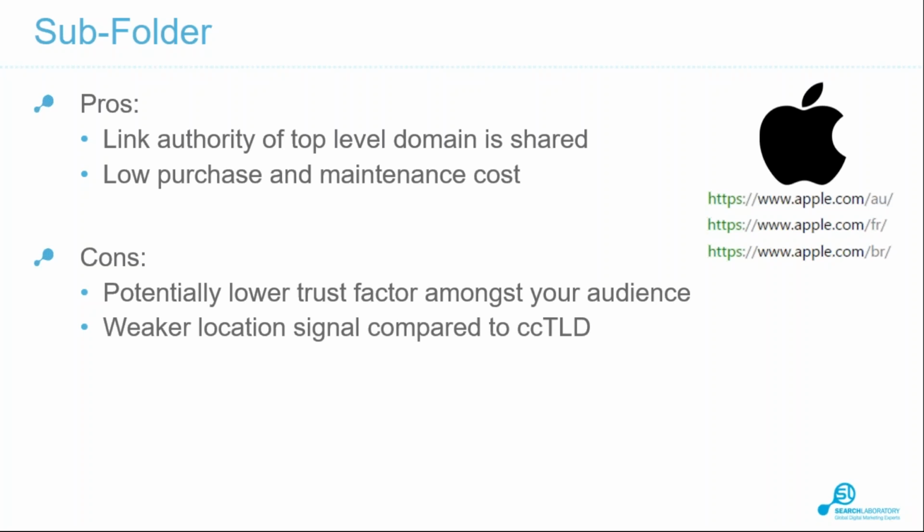It's also a much weaker location signal compared to the country code domain approach, because Google views the .com or .net or .org as a global domain. It's not country specific. You do have to undertake a lot more practices within Google Search Console and using your hreflang tags in order to be much more specific and directive with the country that you want this content to be targeted towards. So Google might not necessarily recognize /AU, /FR and /BR as country specific tags.